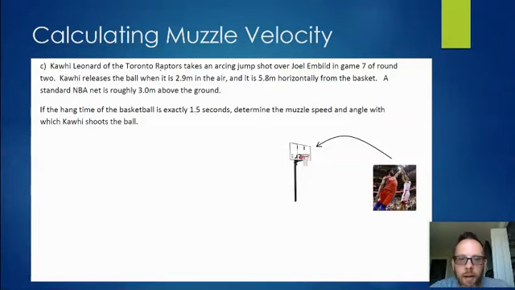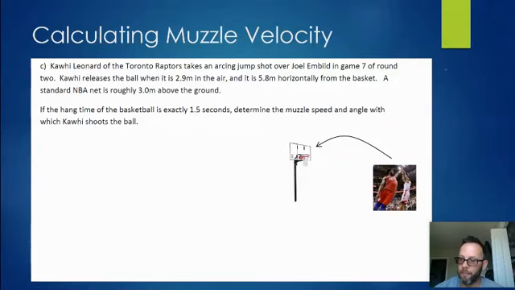So let's say that Kawhi, taking his jump shot, released the ball when the ball was 2.9 meters in the air, and the ball traveled 5.8 meters horizontally to get to the basket, and the standard NBA net is 3 meters above the ground. And if we know that the ball had a hang time of 1.5 seconds before hitting the rim, we should be able to work backward and find the muzzle speed and the angle with which Kawhi launched his shot, and hence get the muzzle velocity.